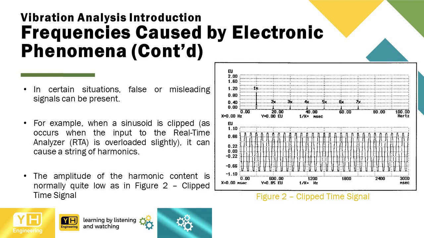In certain situations, false or misleading signals can be present. For example, when a sinusoid is clipped, as occurs when the input to the real-time analyzer, or RTA, is overloaded slightly, it can cause a string of harmonics. The amplitude of the harmonic content is normally quite low, as in Figure 2, clipped time signal.